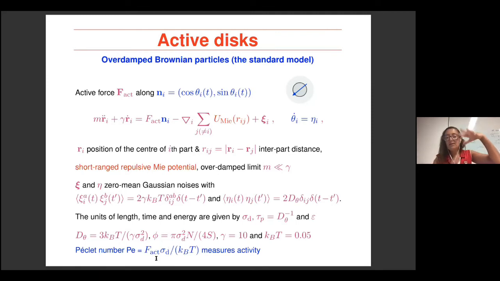So the numerator is the work that the active force is doing when you translate your particle by a distance equal to its diameter. And the denominator is the thermal agitation that the bath is providing to the system. So this is a dimensionless parameter, and it basically tells you how strong the activation is.